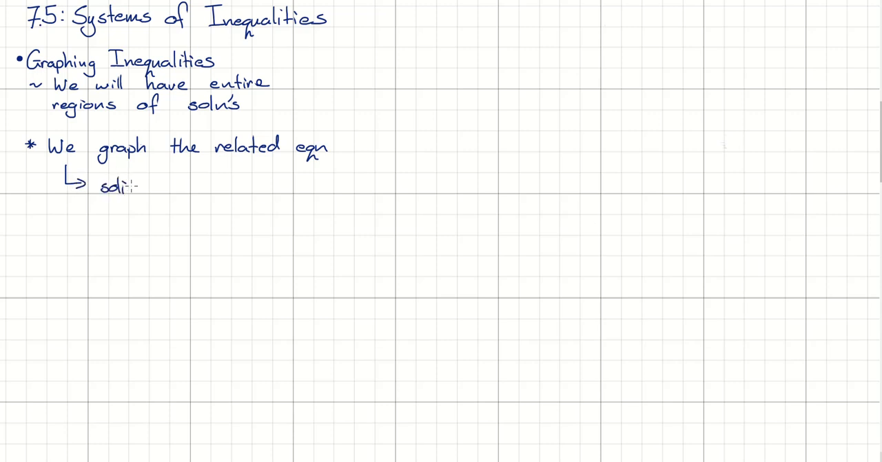Solid if, what makes a solid line with an inequality? So forget about inequalities. If you graph a function, it's equal, it's solid, right? Solid if equal, so greater than or equal to, or less than or equal to. And I'm going to leave this little blank spot for now. What if it's just greater than or less than? Dashed or dotted. I'm going to write dashed.